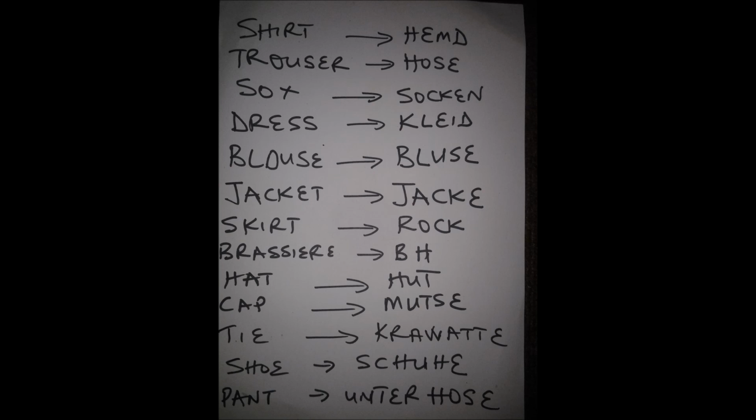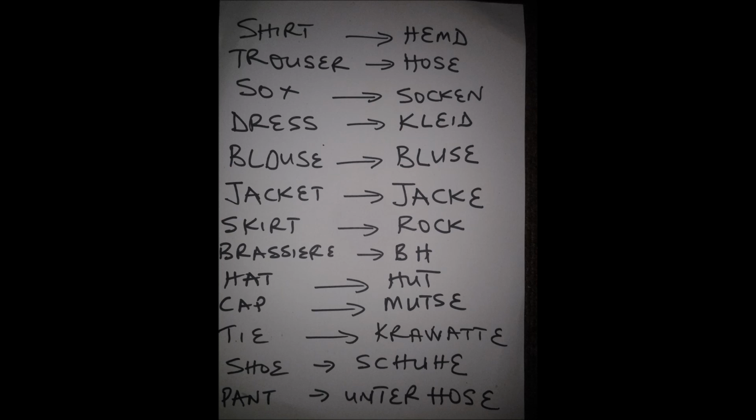Some other things you need to know, like shirt. Shirt is Hemd, the kind of one I wear to work. Trouser is Hose. Socks, Socken. It's with S, but it's pronounced like Z. Dress is Kleid. That is the dress that goes, a woman's dress that goes from up to down. Blouse is Bluse. Jacket is Jacke. J in German is pronounced like Y. You don't say jacke, you say ya, Jacke.